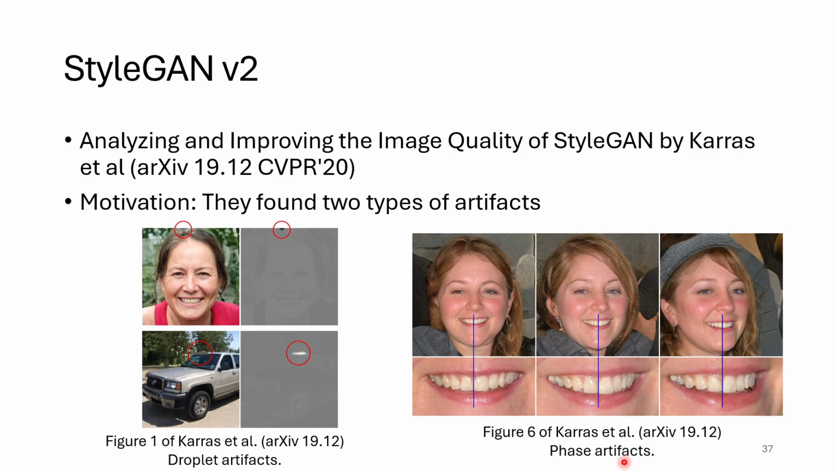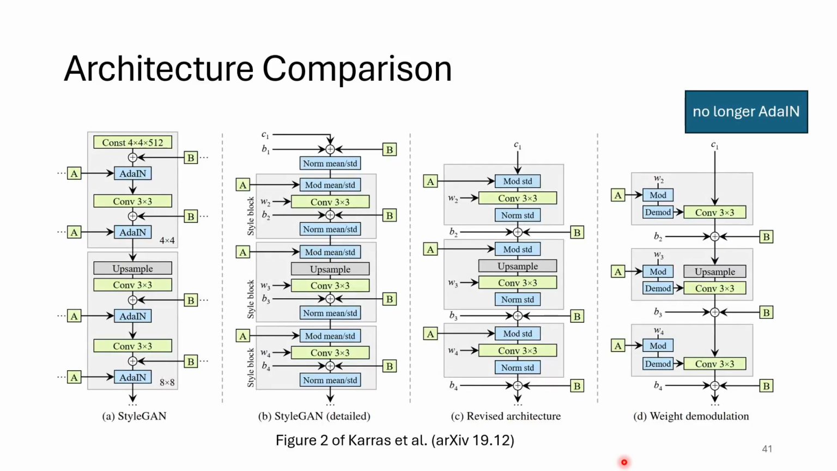How to solve the problem? They solve it in a straightforward way: no longer progressive. It means that given the architecture, they no longer train the network from 4x4 to 8x8 to 16x16. No. Given the architecture, train it from scratch, brute force. So that is StyleGAN V2. First, they remove AdaIN. Second, train the whole architecture from scratch.